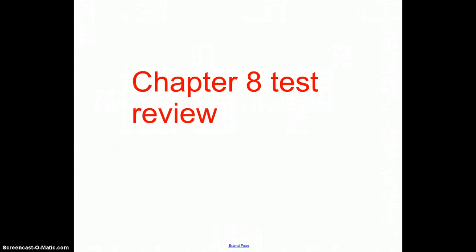Today we're going to start our review for Chapter 8 in geometry, which really focuses on special kinds of triangles, 30-60-90 and 45-45-90, and also on sine, cosine, and tangent ratios, as well as right triangles and vectors. So we've got a lot to cover in this review.